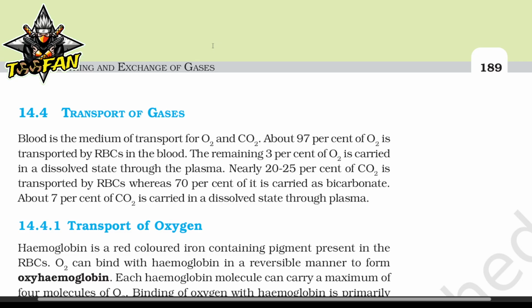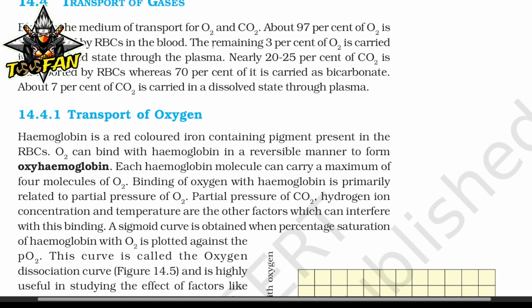Nearly 20 to 25% of the carbon dioxide is transported by RBC, whereas 70% of it is carried as bicarbonate. About 7% carbon dioxide is carried in dissolved state through plasma. Transport of oxygen. Now, hemoglobin is a red colored iron containing pigment present in the RBC.